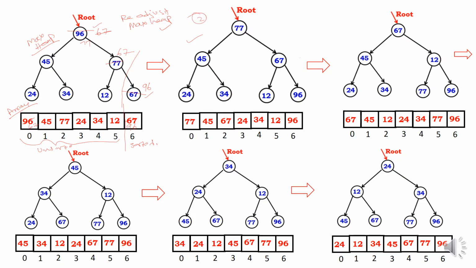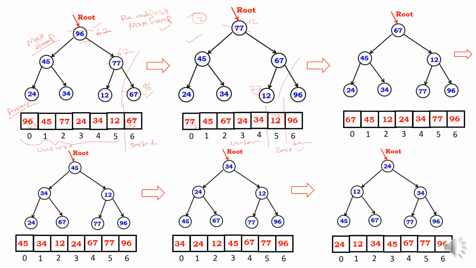77. 96 is already fixed. In the array also, assume that it is containing unsorted and sorted elements. See, 77 is the largest element and it is interchanged with the last element. 77 is interchanged with 12. So here you will have 77 and here you will have 12. Two elements have been adjusted as sorted.